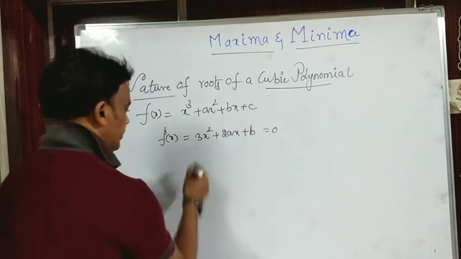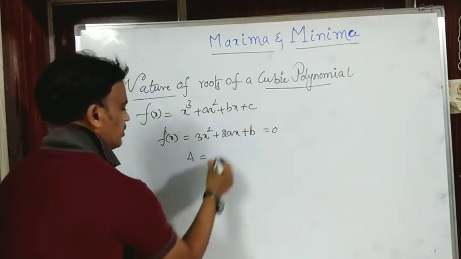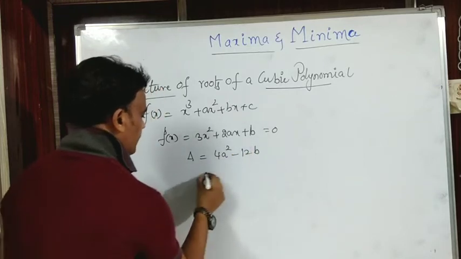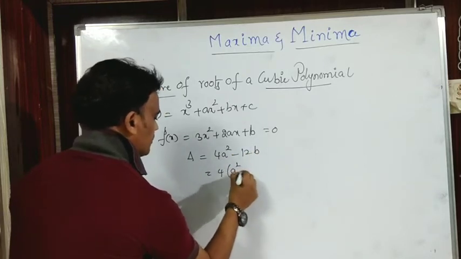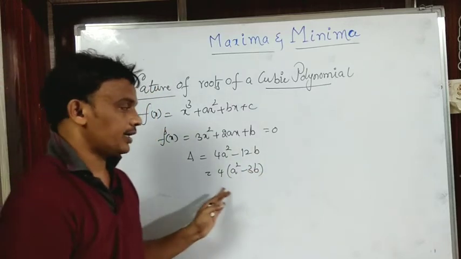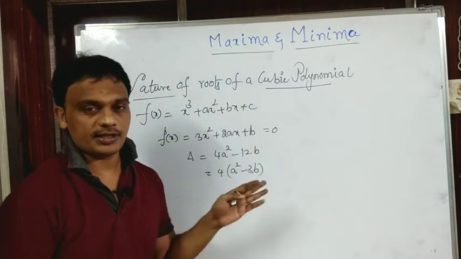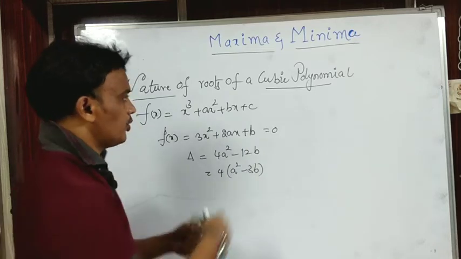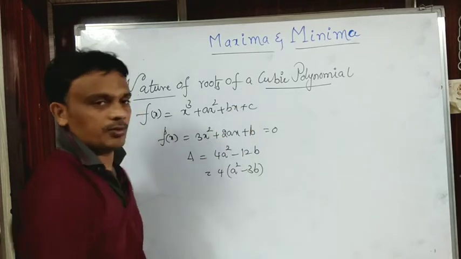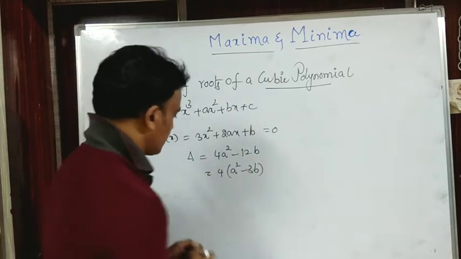So find the delta value for this. Delta equals b² − 4ac, which here is 4a² − 12b, that is 4(a² − 3b). Based on delta, I am going to get the different conditions. Based on the different conditions, I am going to define the nature of the roots of that cubic polynomial.